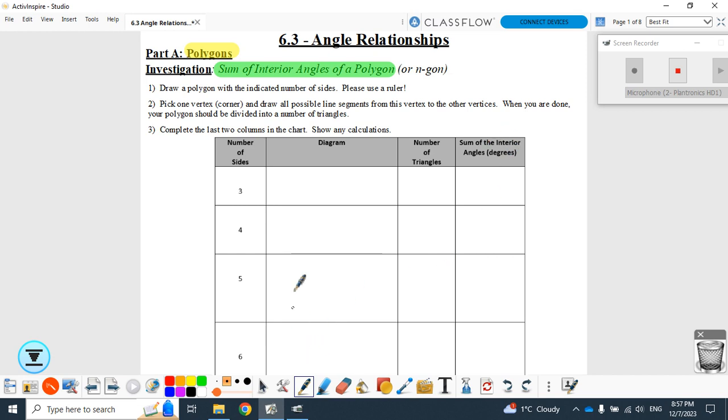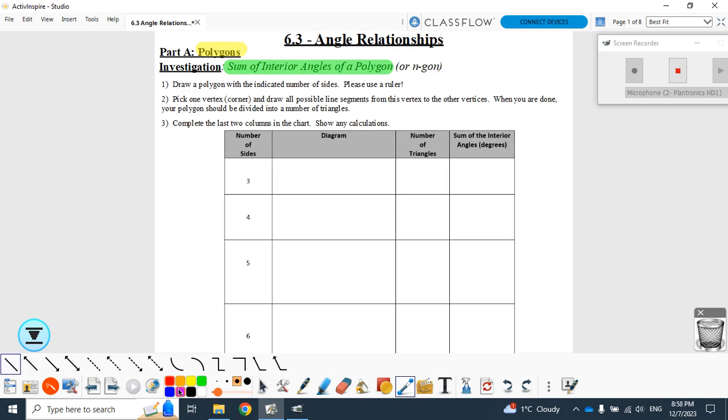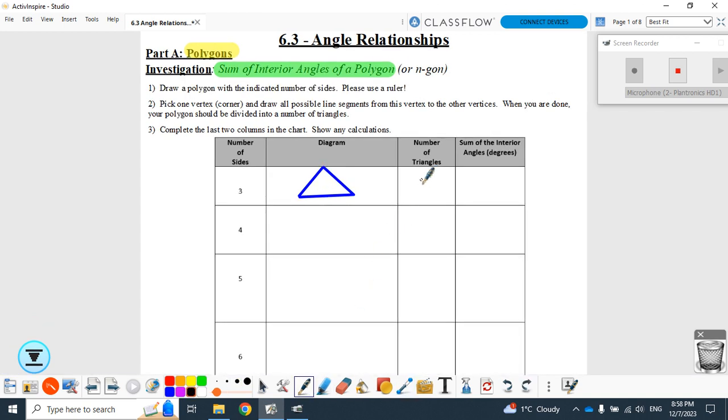Okay, so in this first one, I'm going to pull out my ruler, and I'm going to draw a 3-sided polygon, which you might already know is a triangle. So we're going to go ahead and draw a nice blue triangle. The next question says, how many triangles are there? Well, there's just one. And as we might already know, all interior angles of a triangle add up to 180 degrees, right? I'm pretty sure you might recognize that from grade 8.